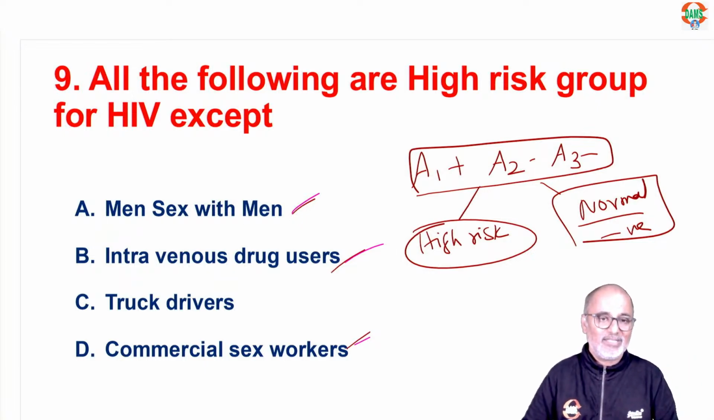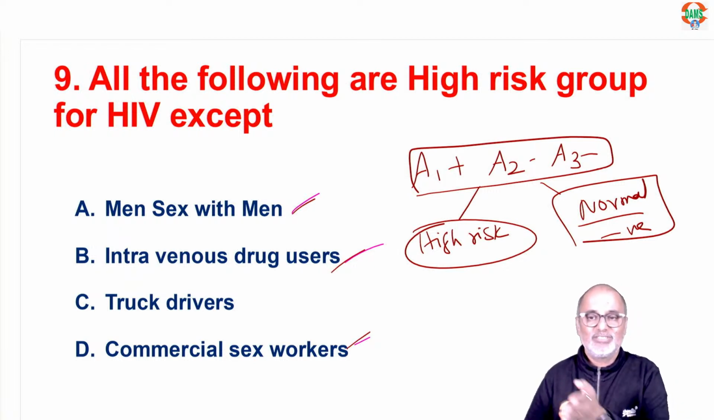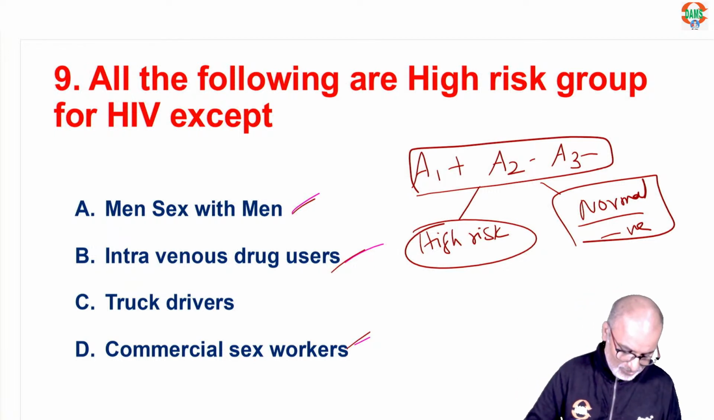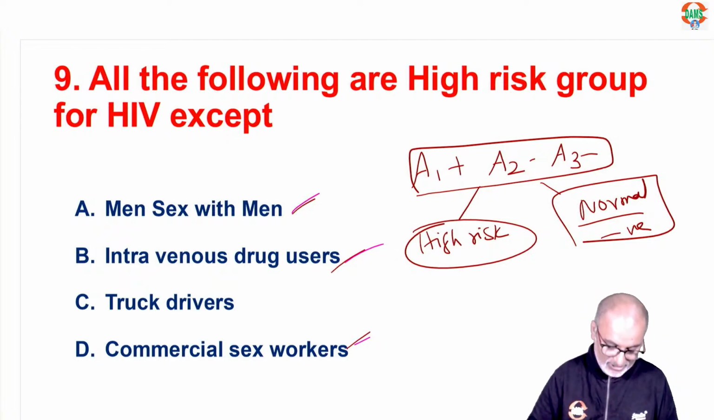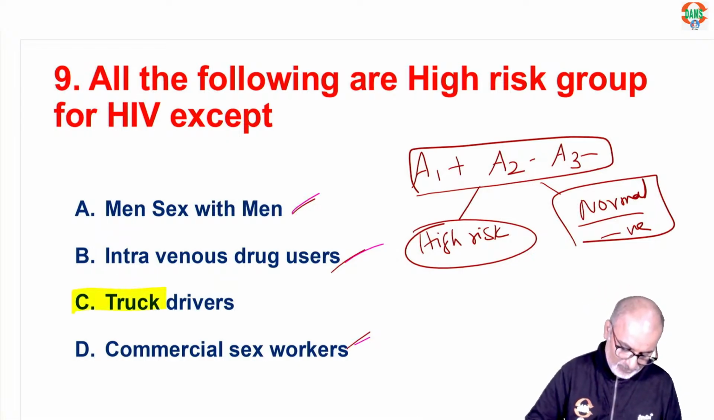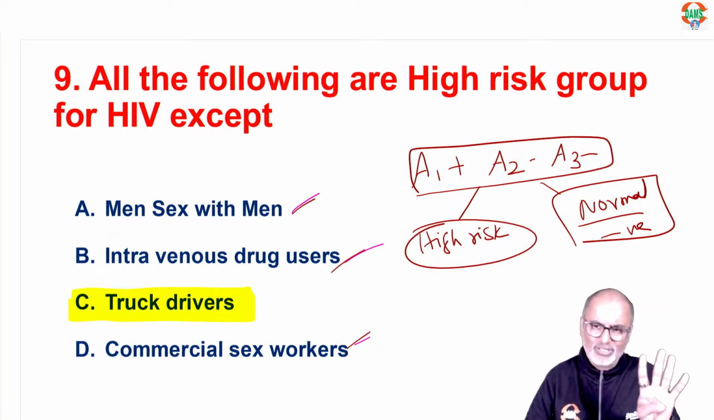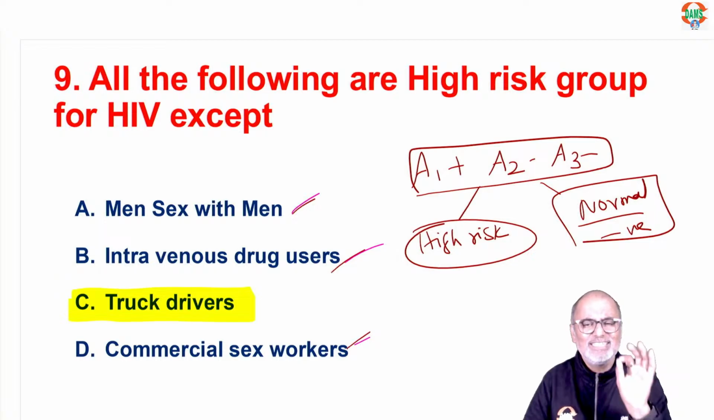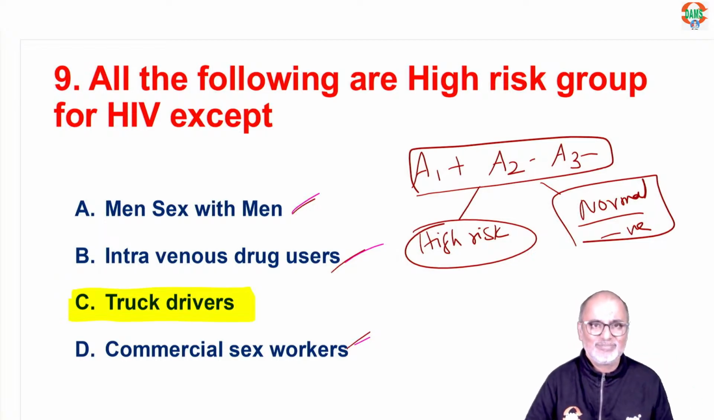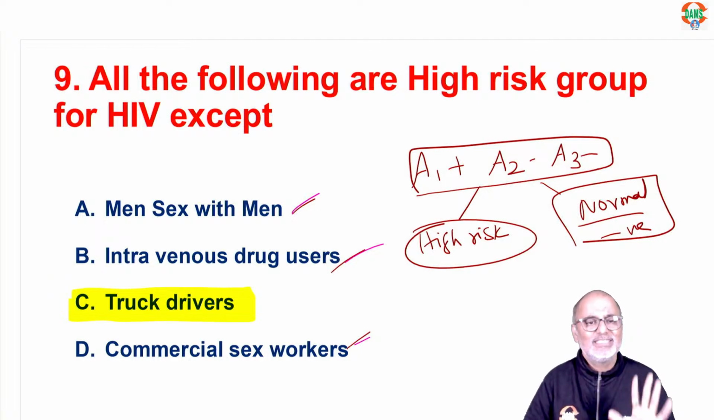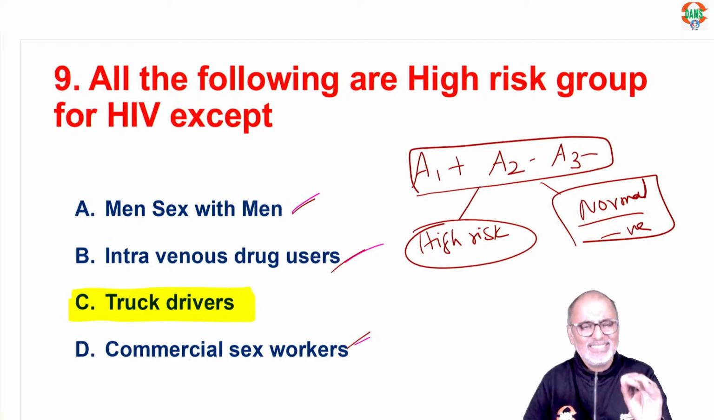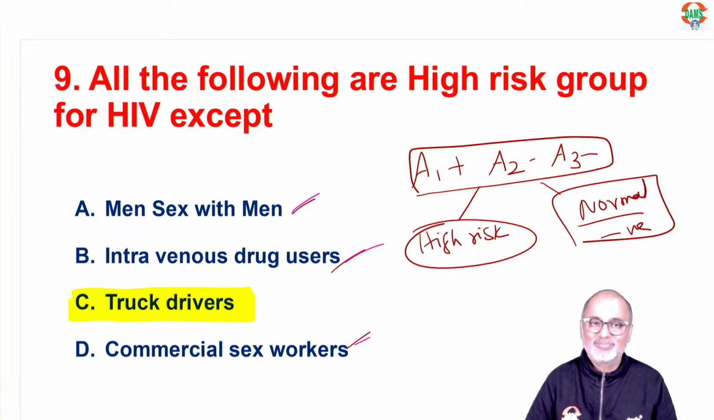Because he's a truck driver, he goes to some place, he will get the disease. Coming back home, he will give the disease to the community. Okay, so that is a type of bridging population, truck drivers. All the following high risk groups, all the four, but comparing with all the four, a little less is truck drivers. Other people are direct. Comparing with the prevalence, it is a little less in truck drivers.